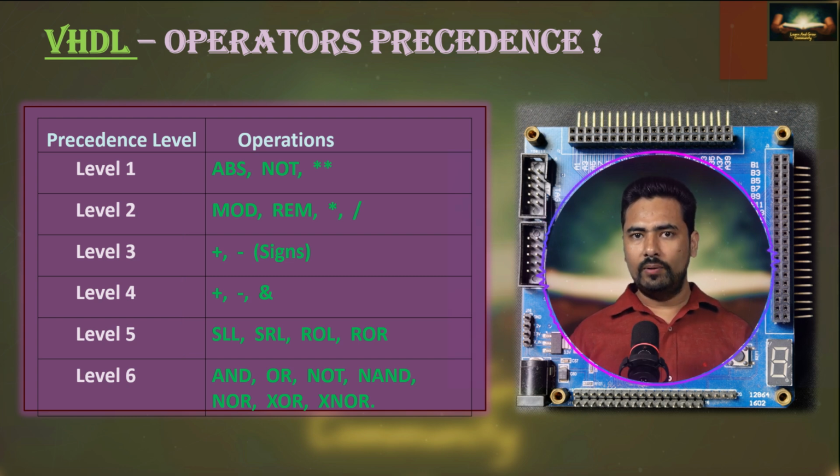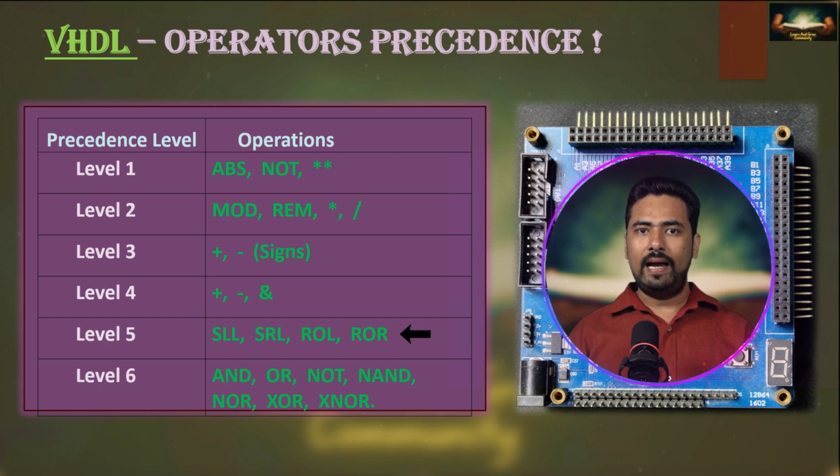However, you do not need to remember this precedence if you are using brackets in your expressions, because this precedence will only be used by the tool when you do not specify otherwise. If you are telling this to the tool in your VHDL code, then it will always follow your instructions. So the absolute operator, not operator, and exponential operator have the highest precedence in VHDL. Second is mod, rem, multiplication, and division. Then third is the plus or minus sign. Then fourth is plus or minus arithmetic operations and the concatenation operator.